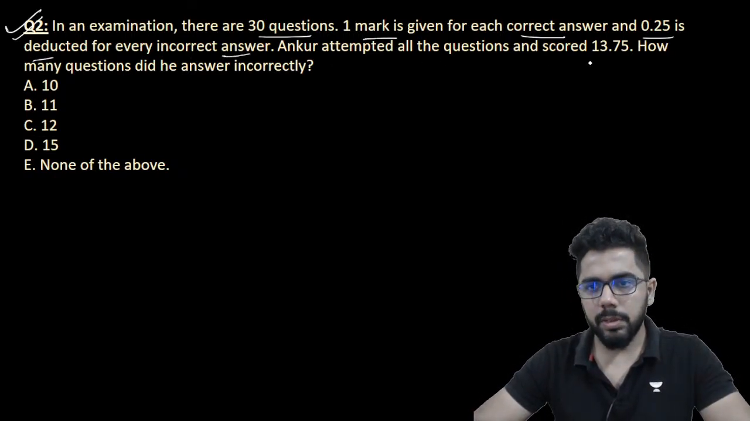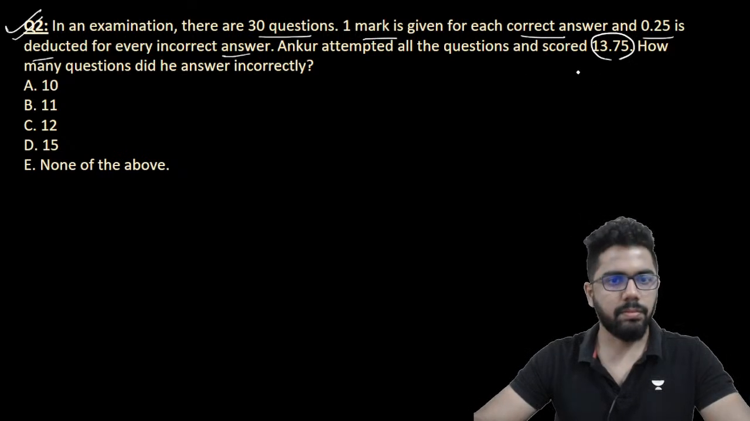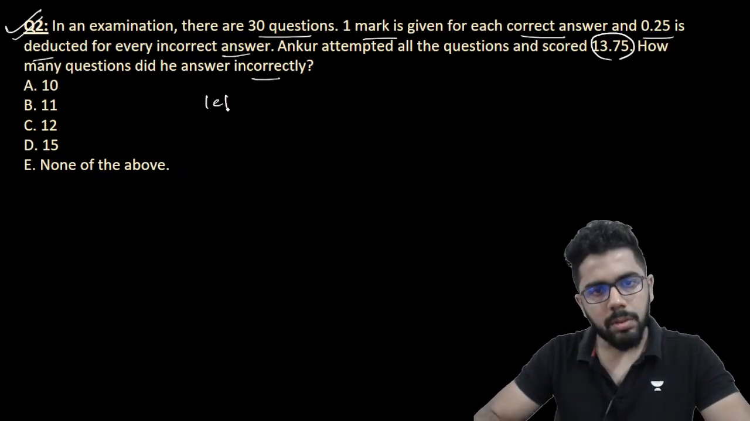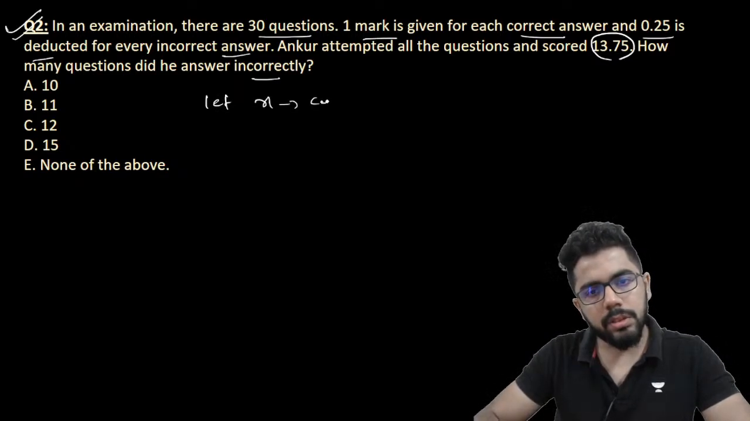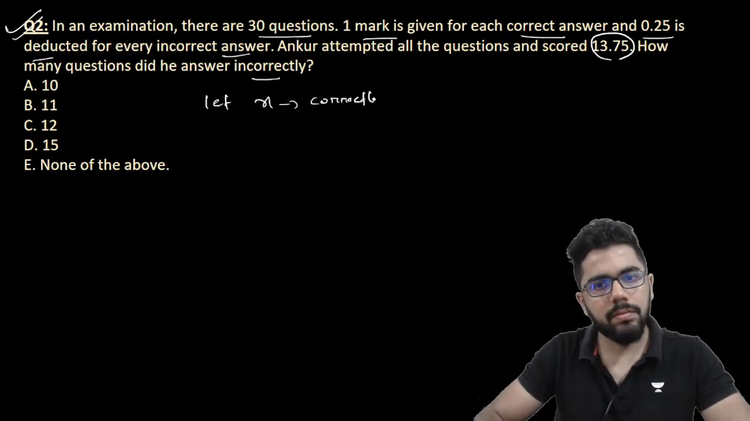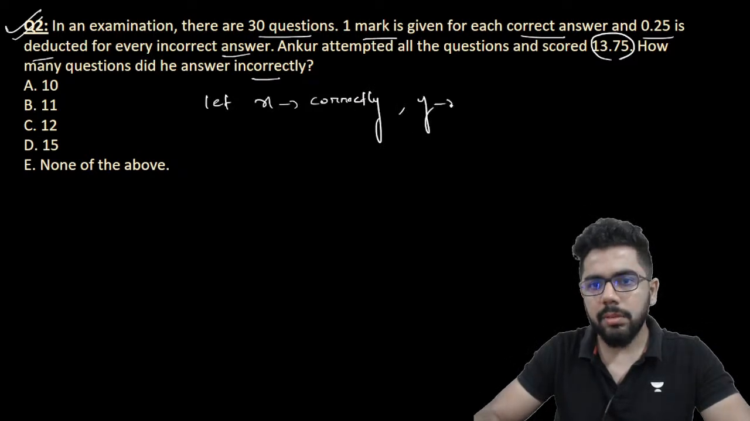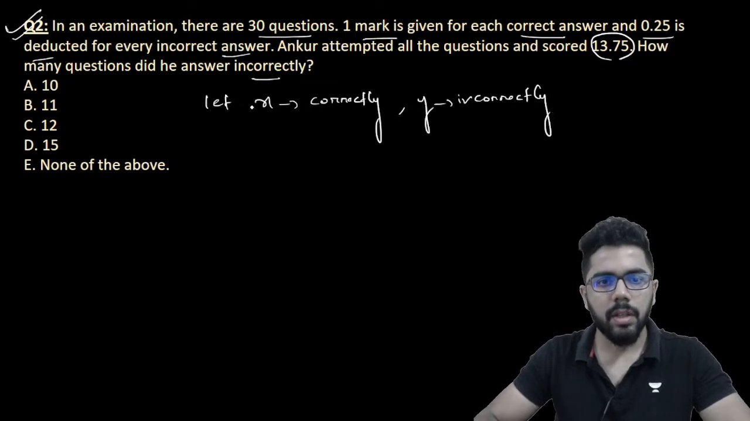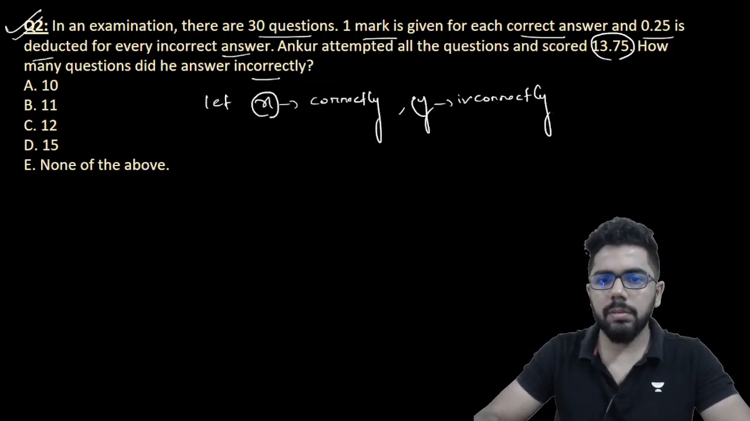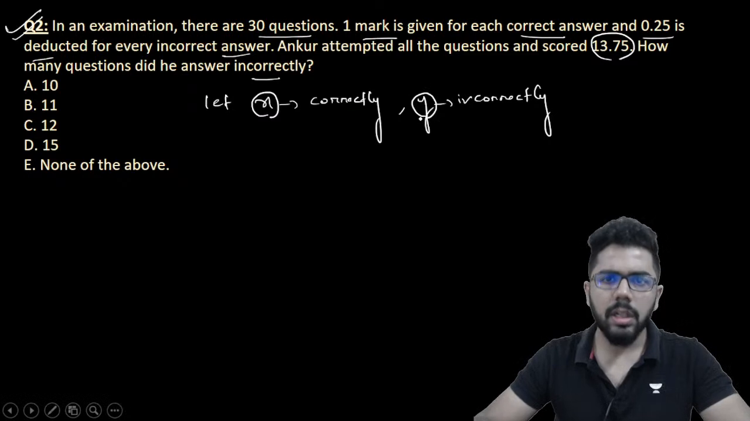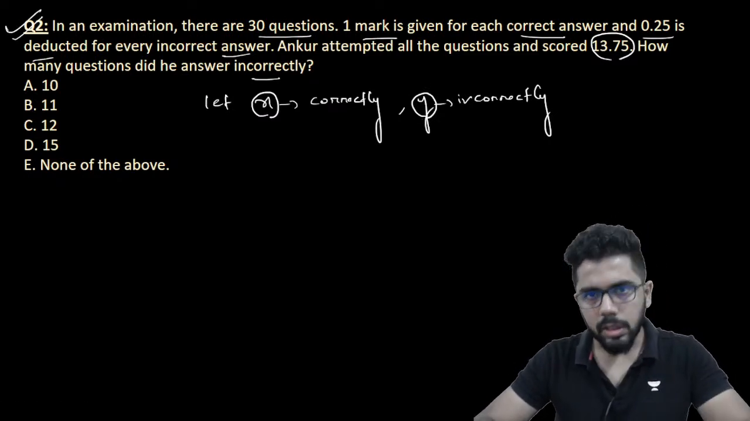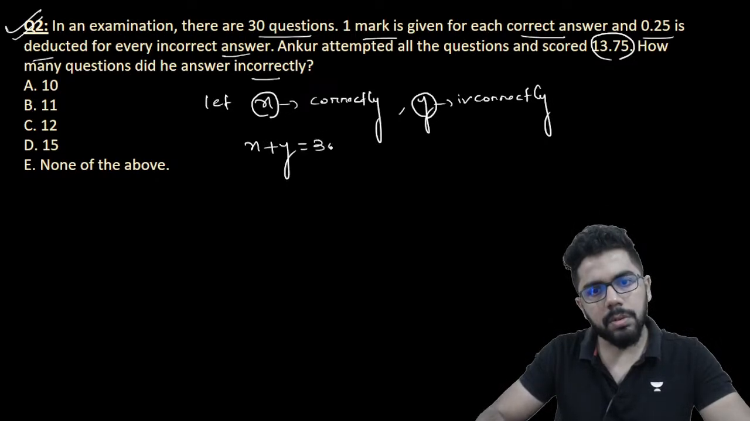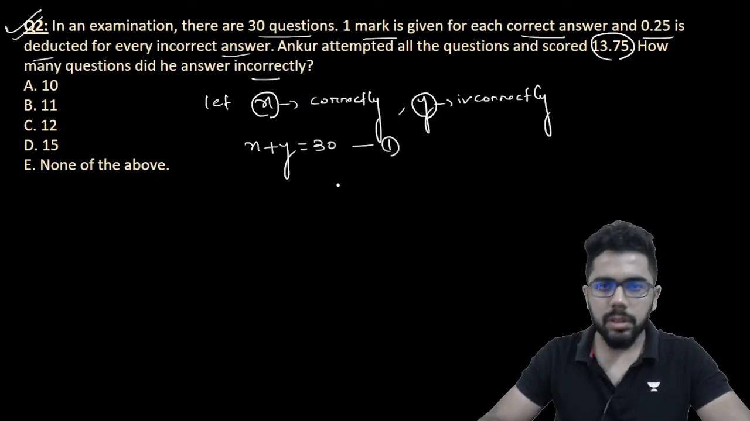Ankur attempted all the questions and scored 13.75. How many questions did he answer incorrectly? I'll take let X questions were answered correctly and Y questions were answered incorrectly. यही दो चीजें हो रहा है, या तो करेक्टली आंसर कर रहे हो, नहीं तो इनकरेक्टली आंसर कर रहे हो. So I can write X plus Y is equal to the total number of questions, which is 30, equation 1.